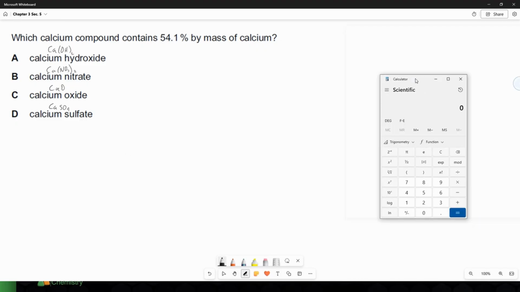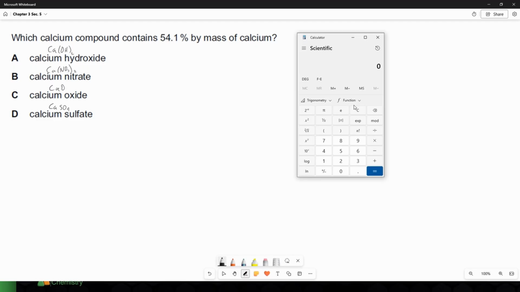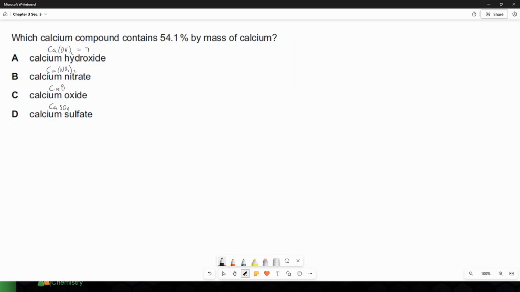So we have calcium hydroxide. Molar mass of calcium is 40.1 plus 2 oxygens, so 16 plus 16, because there's 2 oxygens, plus 2 hydrogens, so 1 plus 1. Gives me a molar mass of calcium hydroxide of 74.1. And again, just as a reminder, the molar mass of calcium, which is in all of these compounds, is 40.1 grams per mole. And we'll leave that there because we're going to need it.